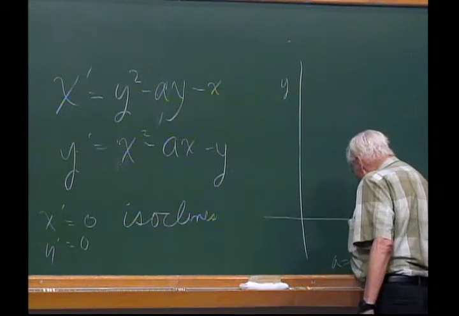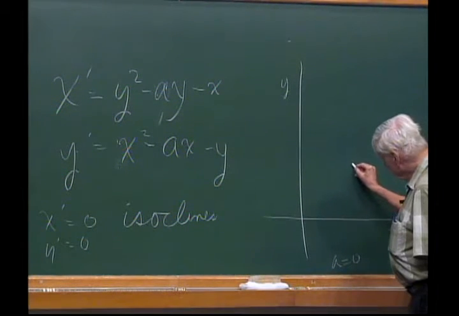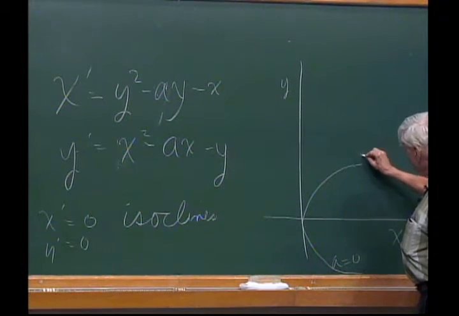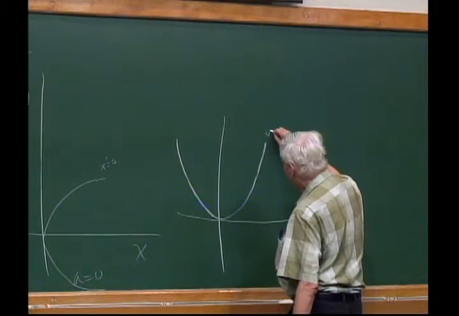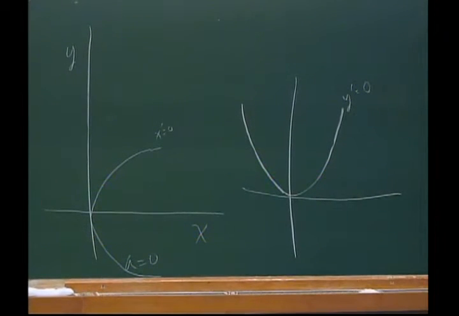If a equals 0, we get the basic parabola. I think it's going to look something like this. This is going to be the equation for x prime equals 0. You can correct me if you think I make a mistake or if I do make a mistake. Okay, so that's the first isocline. This is the parameter a equals 0. The second isocline then would be like this, another parabola for y prime equals 0. Okay, and you can see it read right off from this.